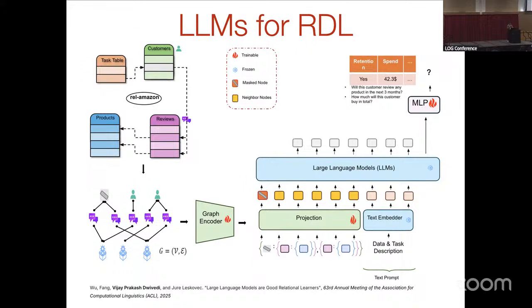So the main idea is that we are using the relational deep learning pipeline to get embeddings that can be fed into a large language model, and as such, LLMs can be repurposed to do prediction tasks for RDL.